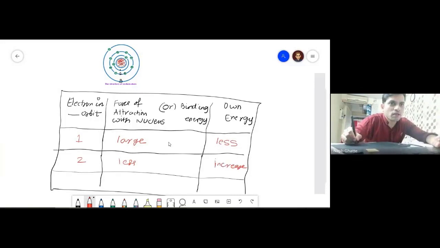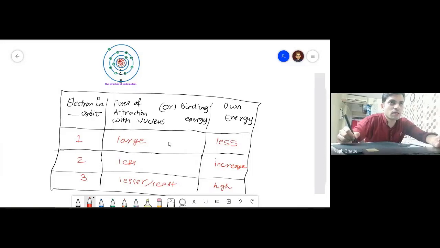Fine. If I talk about the electron in the last shell, the outermost shell, that is the electron in the third orbit, you can see the distance of the electron with reference to the nucleus has increased. So obviously this will have the least force of attraction, and energy will be very high.